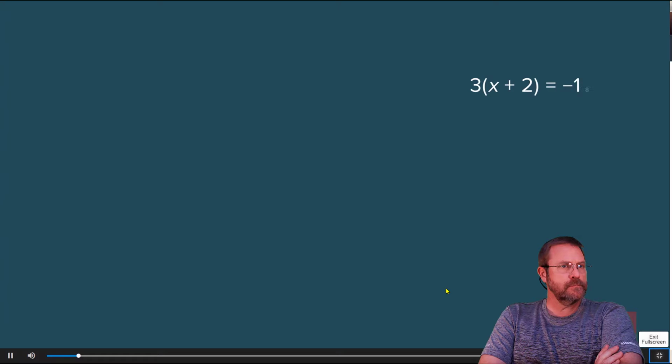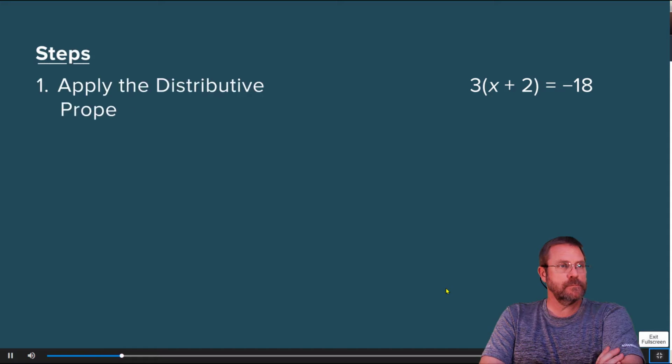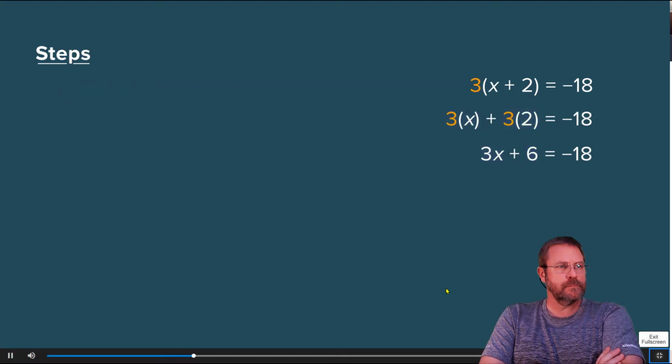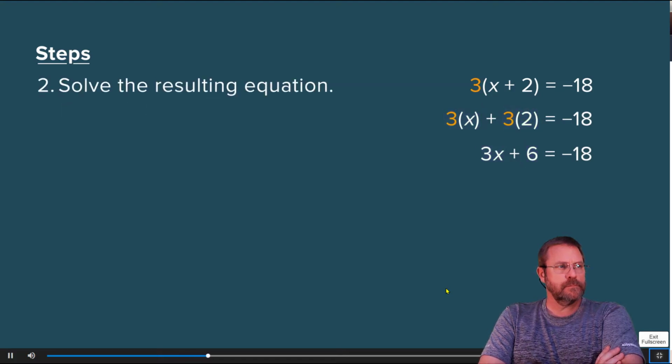One way to solve an equation of the form p times the quantity of x plus q equals r is to first apply the distributive property. Multiply each term inside the parentheses by the number outside the parentheses. Then simplify. Next, solve the resulting two-step equation. In this example, first subtract 6 from each side of the equation. Then divide each side by 3. The solution of the equation is x equals -8.